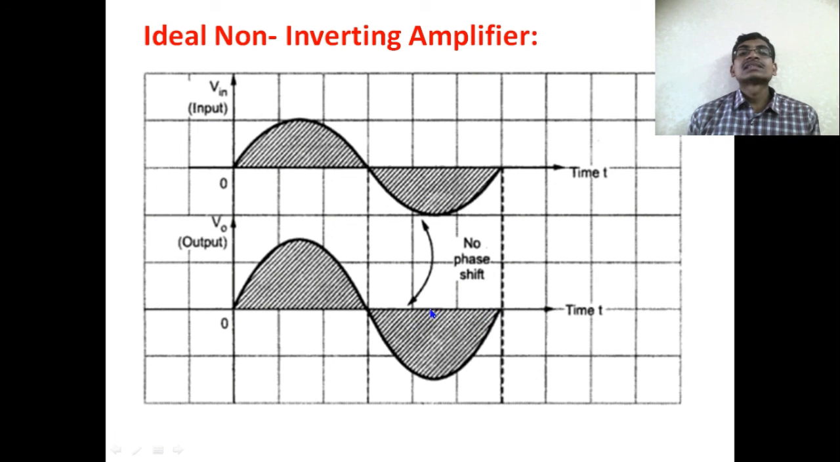Then this type of configuration is called the non-inverting configuration. If the input and output waveforms are inverted, then that is called the inverting configuration. If the input and output waveforms are without phase shift, then that type of configuration is called the non-inverting amplifier configuration.